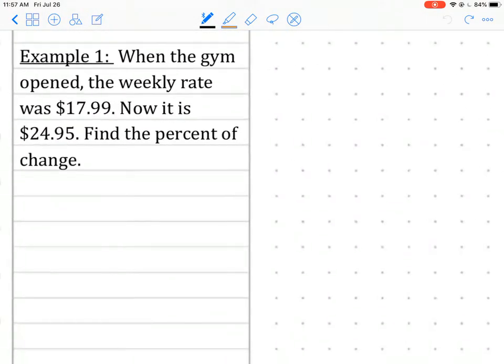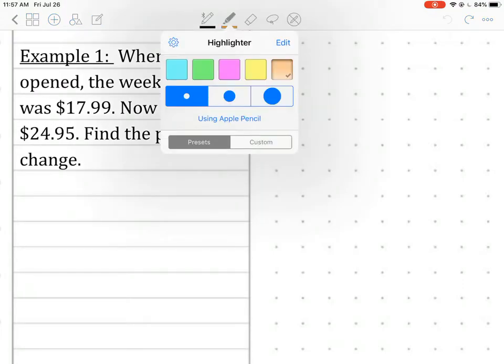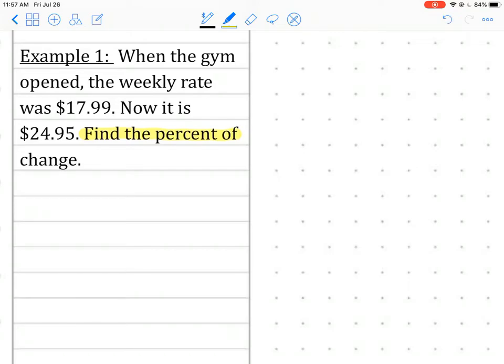When the gym opened, the weekly rate was $17.99. So that's $17.99 per week. Now it is $24.95 per week. So find the percent of change. And with all word problems, you want to notice your question. So they're wanting me to apply this formula. And here's the catch with this. You have to figure out which was the original and which is the new value.